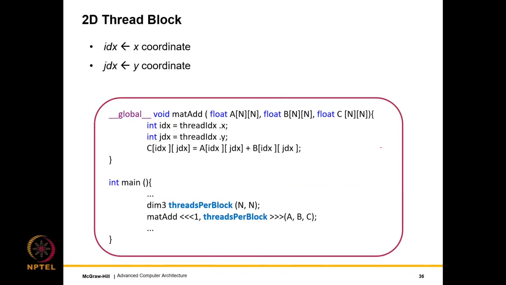So let us now look at a 2D thread block, and we will add some more code. We have kind of been stingy in showing our code, but in this case we will add a little bit more code and show you more of it. We will consider a 2D thread block. The two coordinates are idx and jdx. Idx is the x coordinate and jdx is the y coordinate.